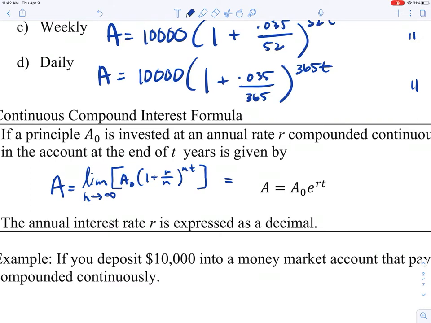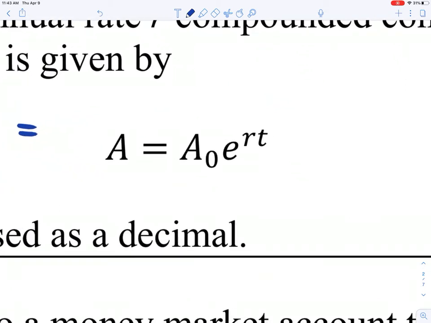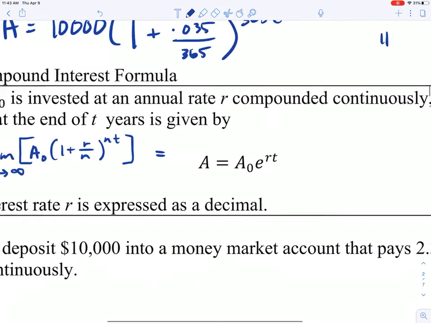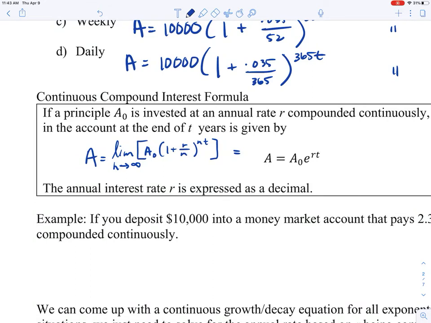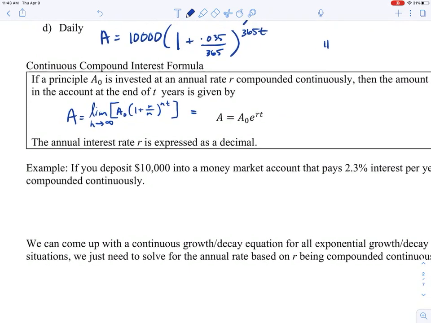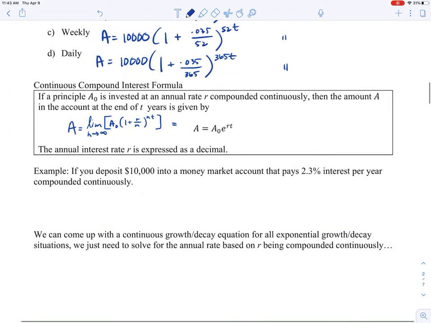And I'm not going to actually show the work to getting to this formula, but that's what we end up with. So A equals A sub 0 times e, right? So e, remember, is approximately 2.71. It's Euler's number raised to the r times t power. And again, the annual interest rate is expressed as a decimal.